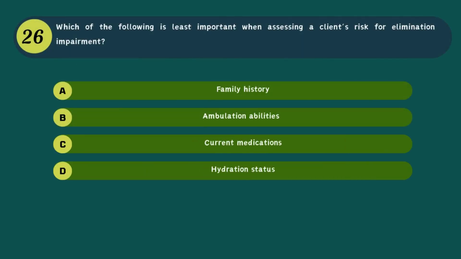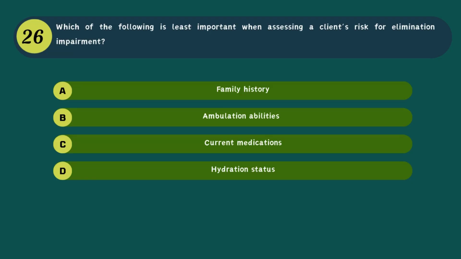Question 26. Which of the following is least important when assessing a client's risk for elimination impairment? A. Family history. B. Ambulation abilities. C. Current medications. D. Hydration status.